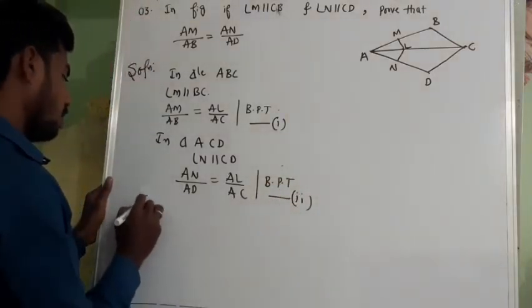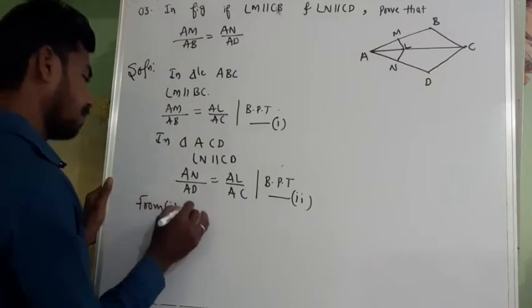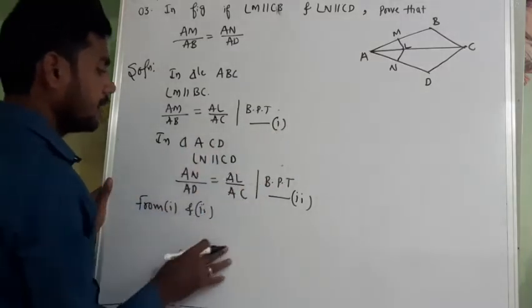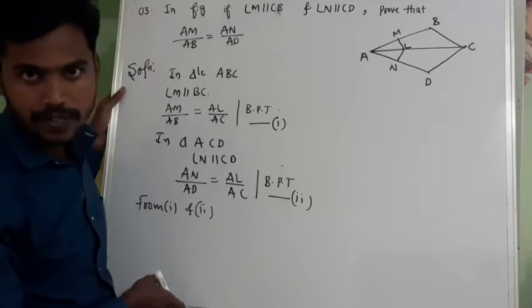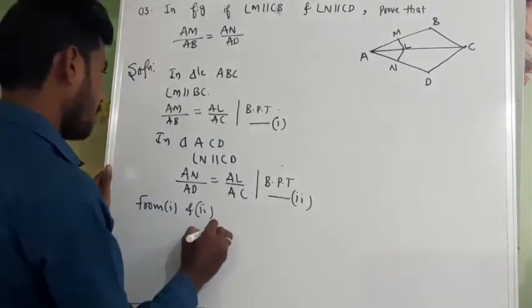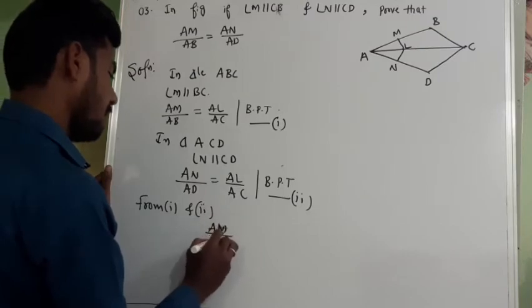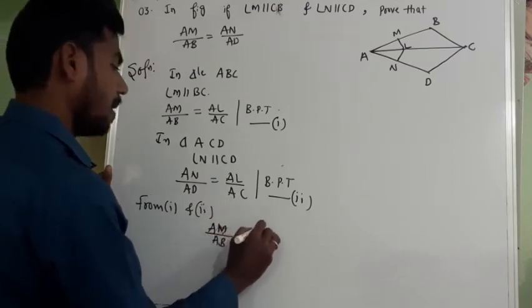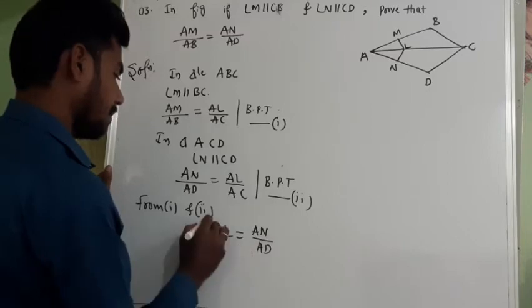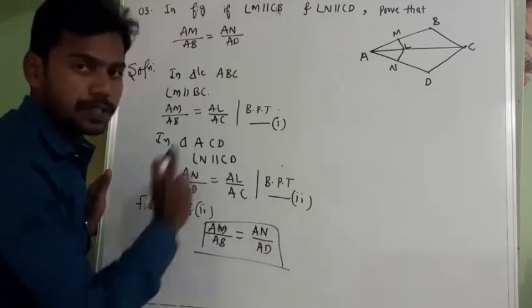So from 1 and 2, since the RHS is equal, the LHS will obviously be equal. So AM by AB is equal to AN by AD. Hence the proof. Please note this down.